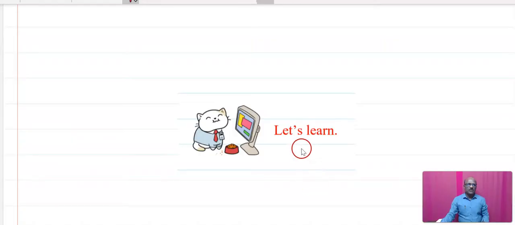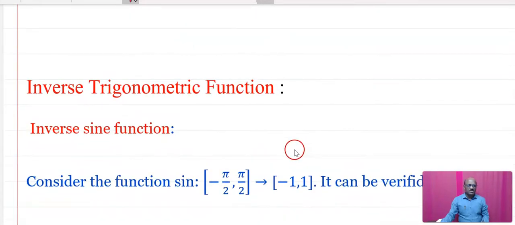Hello friends, we have completed exercise 3.1 and 3.2. Now we'll start the new topic, inverse trigonometric functions. I will explain all the theoretical part first, then solve examples and all the problems from exercise 3.3. Now let us start the inverse trigonometric functions. Now let's learn inverse trigonometric functions.